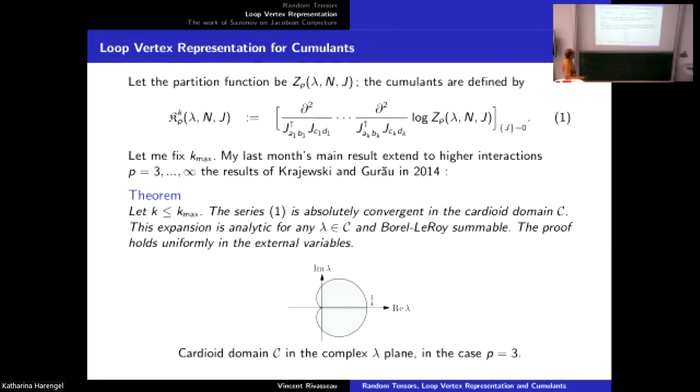Details are available in the corresponding paper by me in May. Here is a picture of a cardioid domain in the case P equal to 3, and remark that the value 1/4 is exact.